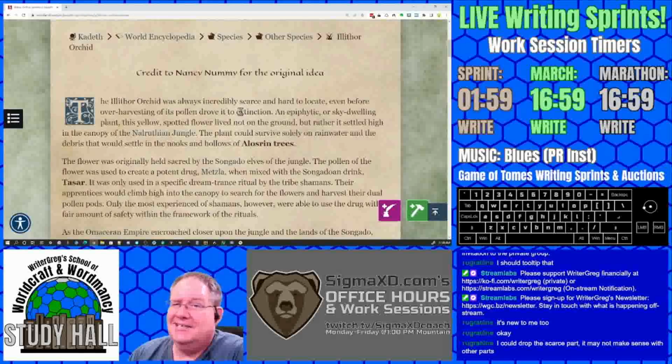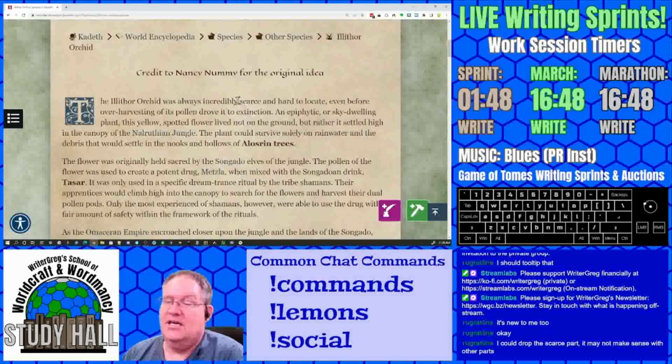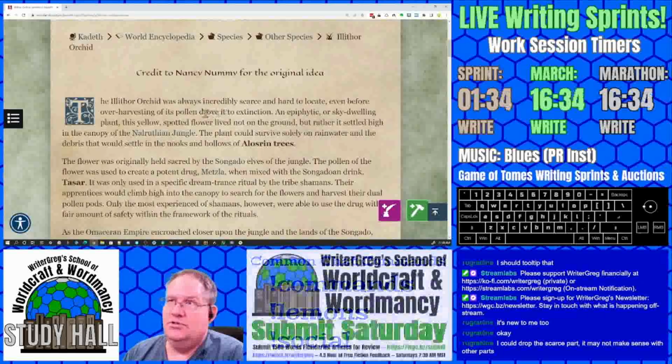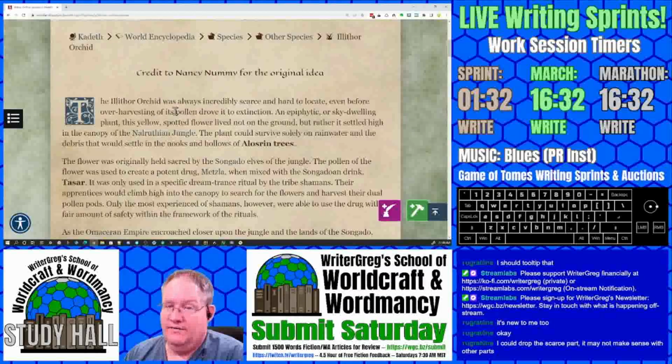I guess I'm just bringing up that it doesn't need to be double explained, is where I'm coming from. Then you're saying, you could say the Illithor orchid is a beautiful flower that is hard to locate. Period. Its scarcity is due to overharvesting. Harvesting. Period. Its pollen, the desire for its pollen, led the plant to almost become extinct.